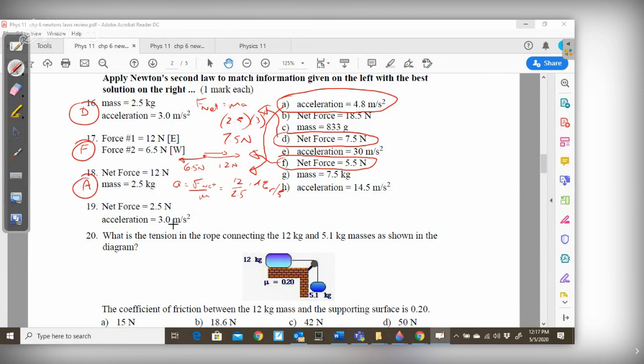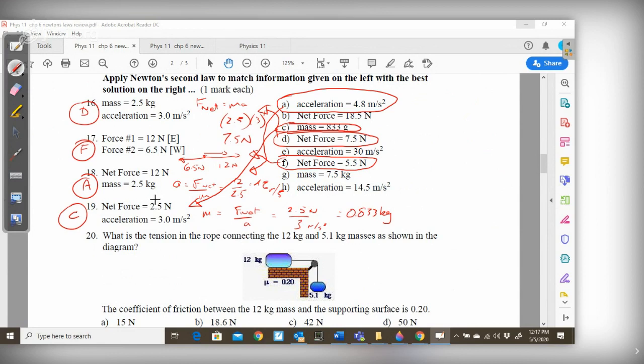Here we have a net force and an acceleration. So mass is equal to our F net divided by A. So we're going to have 2.5 newtons divided by 3 meters per second squared. And that's equal to 0.833 kilograms. And so that is our 833 grams. There we go.